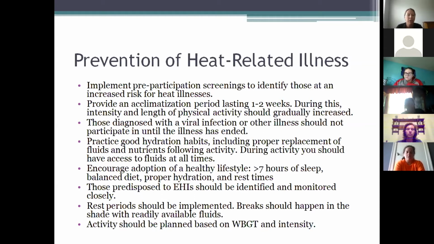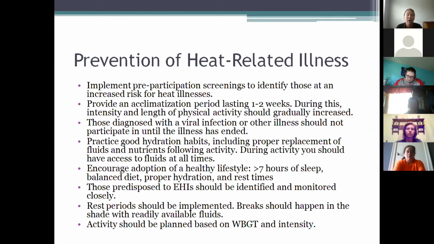We also want to encourage the adoption of a healthy lifestyle: greater than 7 hours of sleep each night, a balanced diet, ensuring proper hydration, and rest times. We want to identify those that are predisposed to exertional heat illness. We want to know who they are, and we want to monitor them closely during these practices, especially during this extreme heat and humidity that we have currently in North Carolina. We also want to impose a lot of rest periods, okay, during practice. These breaks should happen in the shade with readily available fluids.